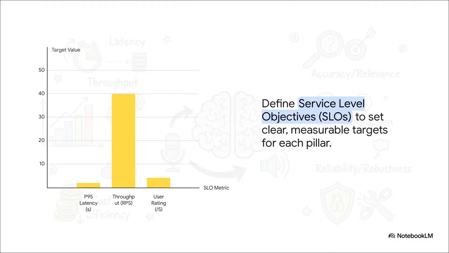So, how do you manage this balancing act without going crazy? You have to define what good actually looks like. That's where service-level objectives, or SLOs, come into play. Instead of some vague goal like the app should be fast, you set a hard, concrete target, just like you see here. Our 95th percentile latency must be under 2 seconds. Or maybe our average user rating has to stay above 4.2 out of 5. These aren't just numbers on a chart, they're promises to your users. They get your whole team focused on what really matters.